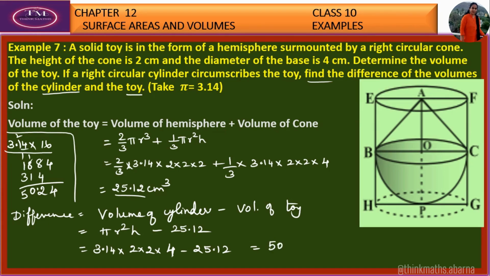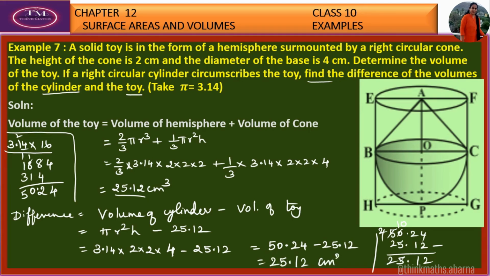So 50.24 minus 25.12. If we subtract, 4 minus 2 is 2. 2 minus 1 is 1. 0 minus 5 is not possible, so I am borrowing from the 4, so this becomes 10. 10 minus 5 is 5. 4 minus 2 is 2. So it is 25.12 centimeter cube. So this is the required difference in volume.